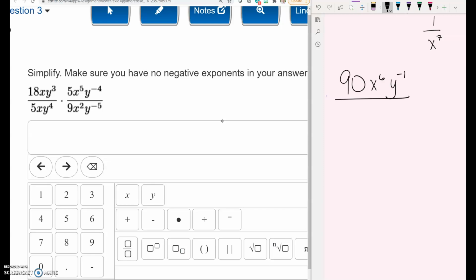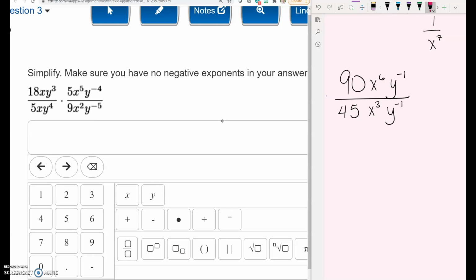On the bottom, 5 times 9 is 45. X times x squared would be x to the 3rd. Y to the 4th times y to the negative 5th. We'd add 4 plus negative 5 to get negative 1.